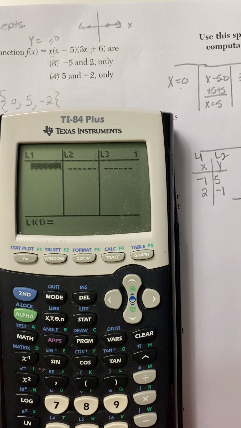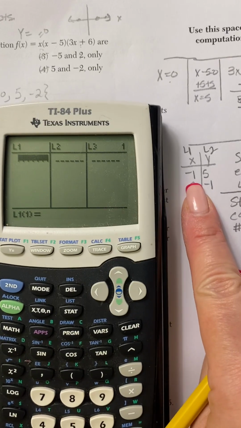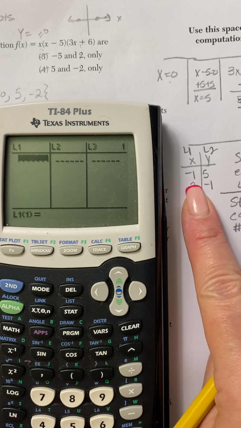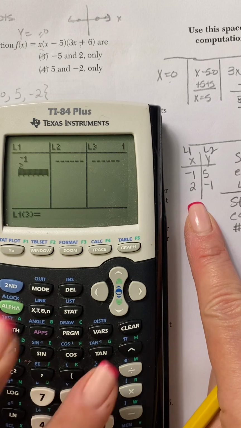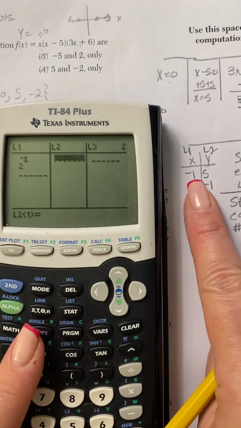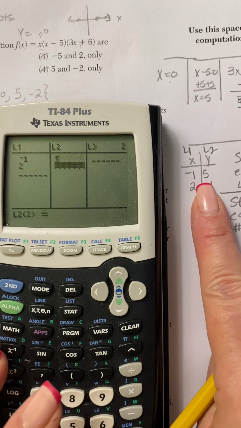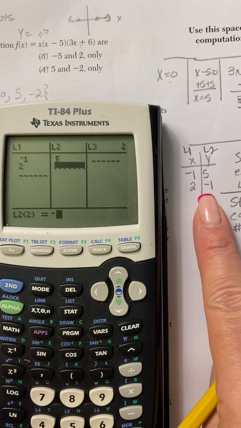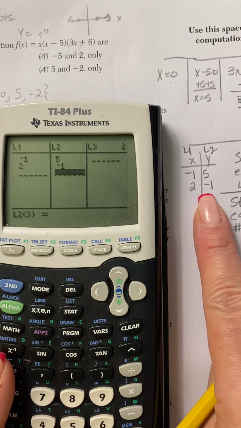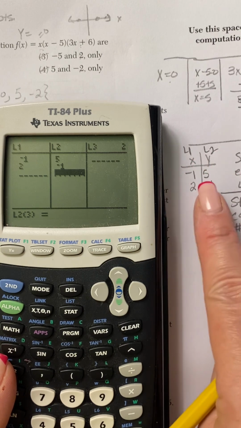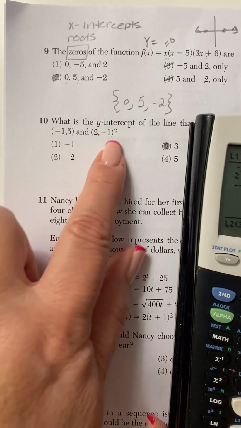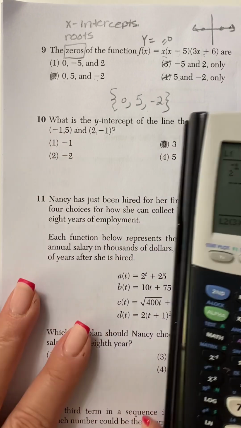But if it's not, or you've already done something in the calculator, that's how you clear it. All right, and I'm going to type these numbers into my L1. -1, enter. 2, enter. I'm going to go up and match them. -1 goes with 5, enter. And 2 goes with -1, enter. All right, so those have to match exactly like the XY table. And that's why we do the XY table, because sometimes this gets messed up in the translation.